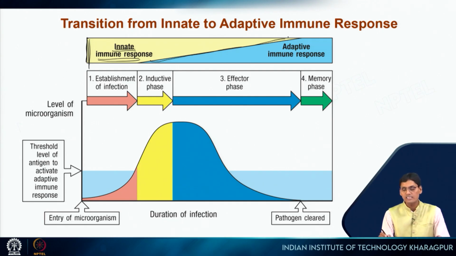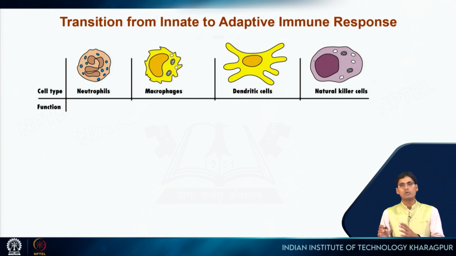And on the other hand, you can see the adaptive immune response taking over this infection so that it can clear the infection. Let's see how it happens. That's the last point of this lecture. So that is the transition from innate to adaptive immune response.